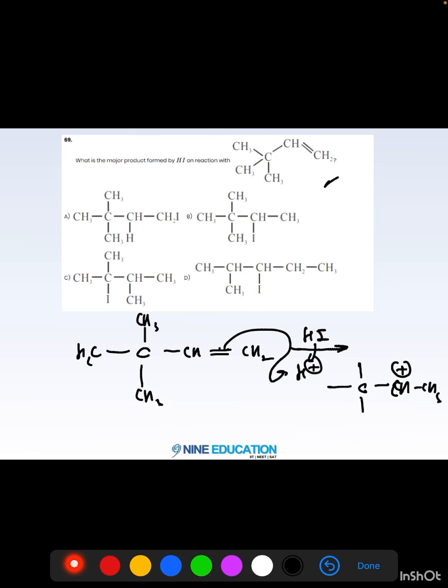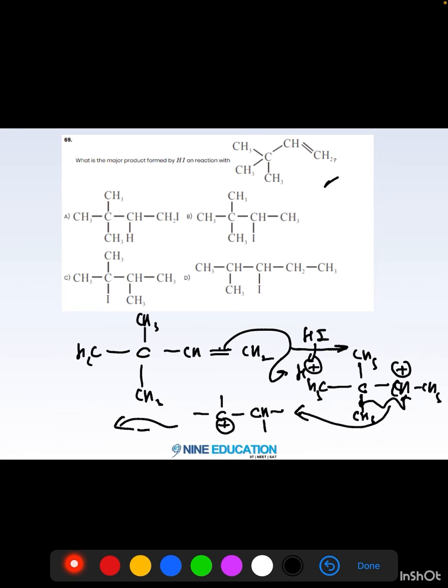And next, this carbocation has a tendency to get rearranged, so whatever methyl groups are present here are going to show a 1,2 methyl shift, so that the resulting carbocation will be more stable. If it shifts here, you will be getting the carbocation here, and this place means CH, CH3 and CH3.